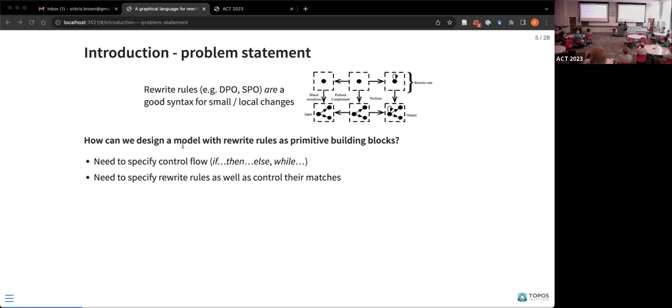I don't know if my mouse is, it's not showing, yeah. Okay, maybe I'll just look here, okay.